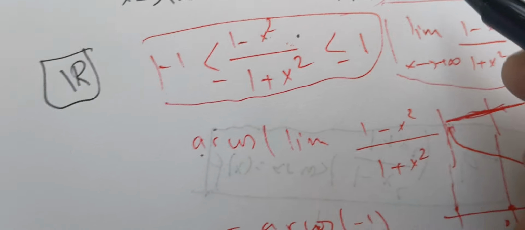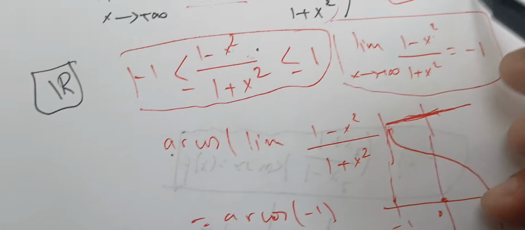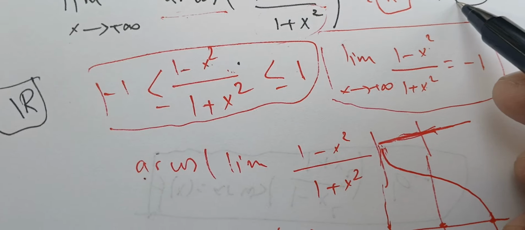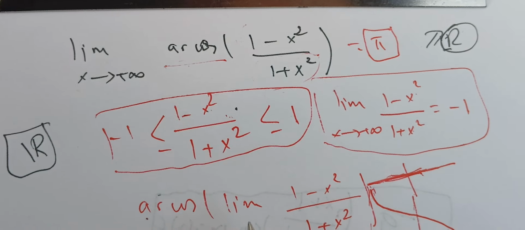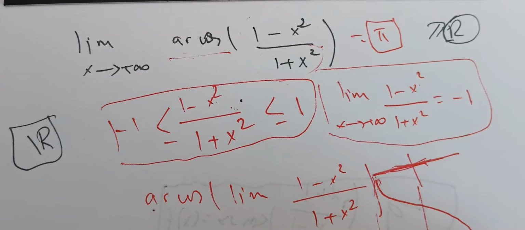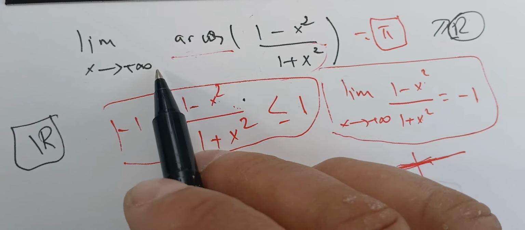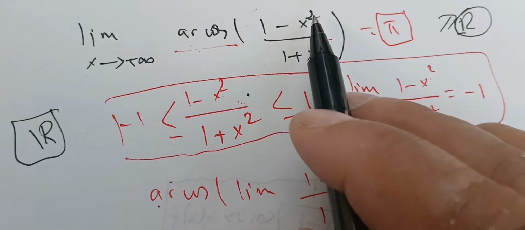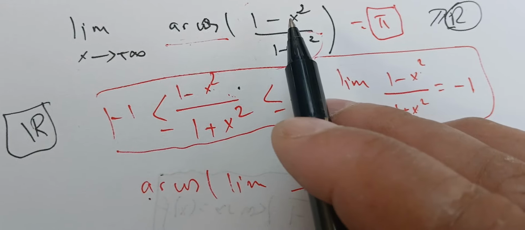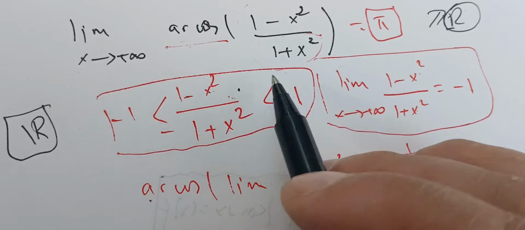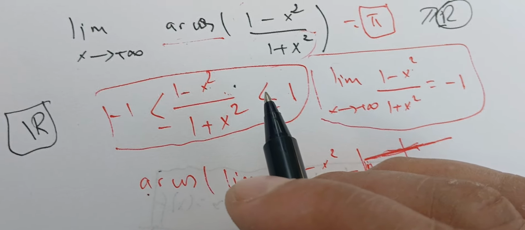That means the domain for our function here is R. Why are we looking for the domain to be R? Because we take this limit to plus infinity, and we want to see where we are going. That's why we have to check the domain of definition.